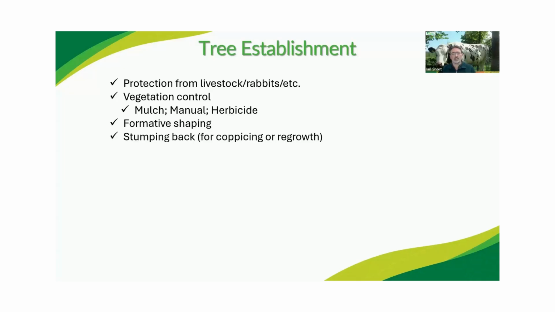So we need to manage vegetation, and possible options for vegetation control could be mulching, could be manual control, and becoming less and less likely nowadays is herbicides. And after that, once the trees have started growing and they're established and they're up above the weeds or the grass, we're starting to look at formative shaping, and I'll explain a little bit about what formative shaping is. And then possibly stumping back, either if you want to grow coppice, or if you're finding that some of the trees aren't growing very well, have a very poor form, or have been damaged, you can stump them back so they re-sprout again, and you can then single later on.